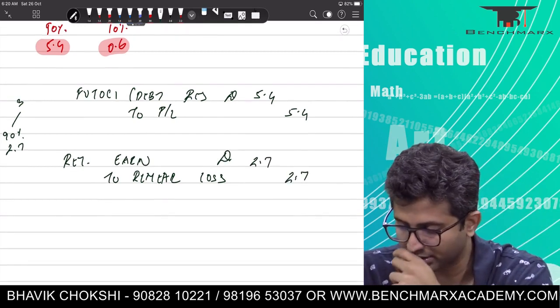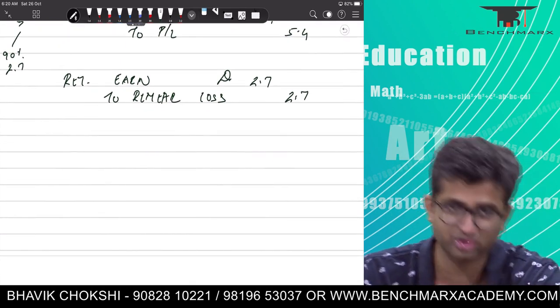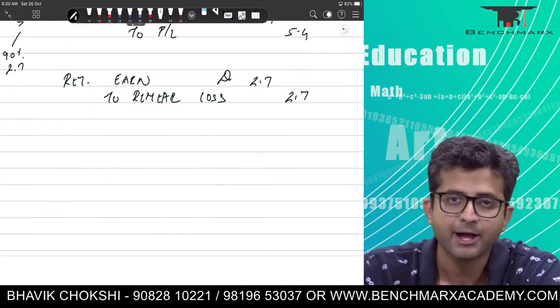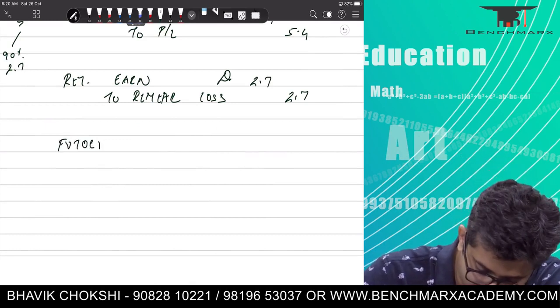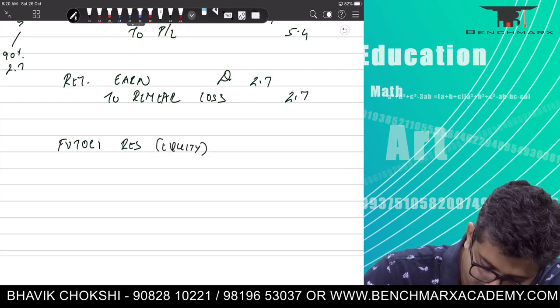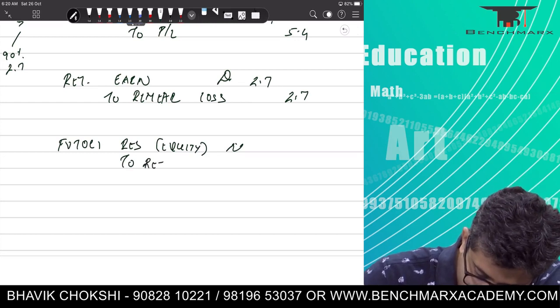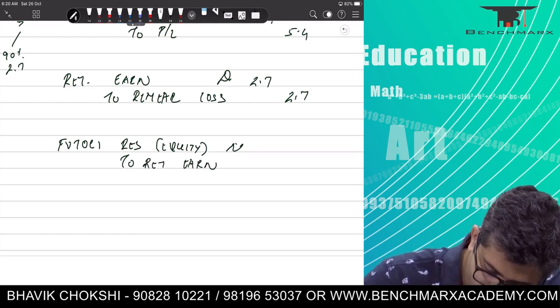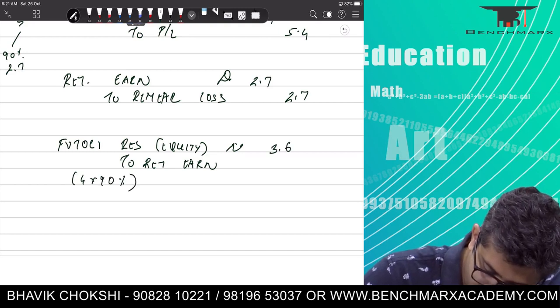The next entry is equity investments, again this is non-reclassifiable OCI, the equity OCI reserve is 4, your share is 4 into 90%, that is 3.6. As it's a profit, it will be removed through debiting the equity investments reserve, and you will take it to retained earnings. This will be 4 into 90%, that comes to 3.6.